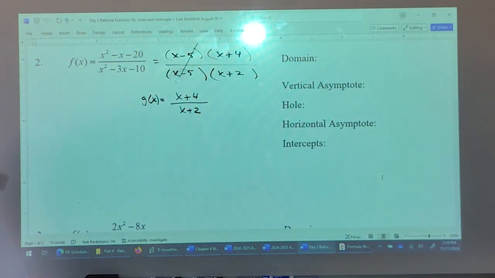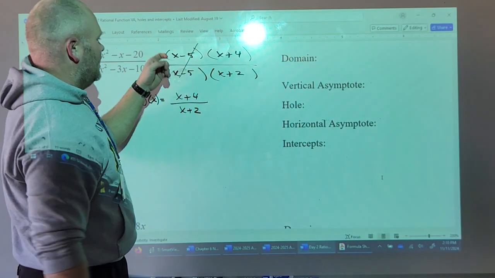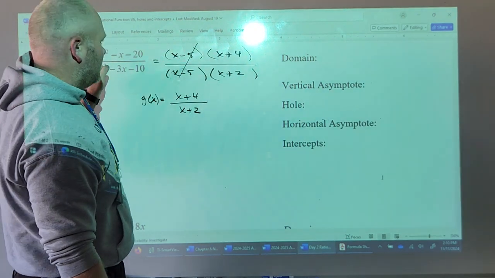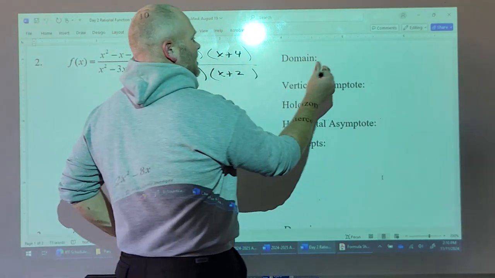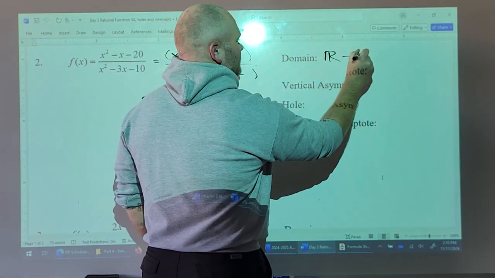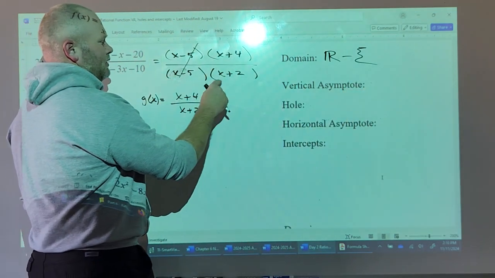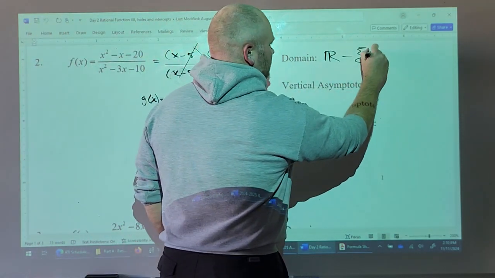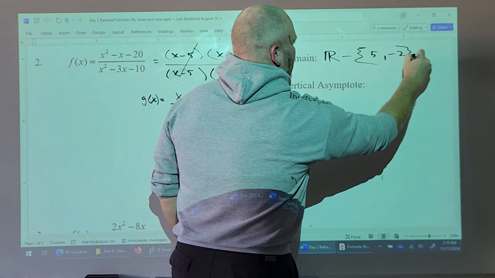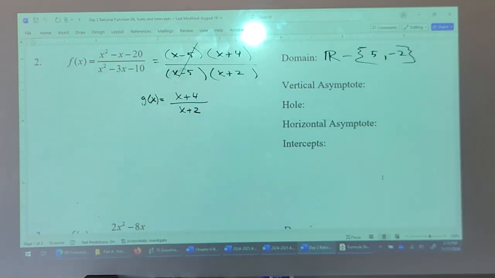Okay? So first thing, domain. Domain is based on the original function. So for the domain, it's going to be all real numbers, except here x couldn't be 5, here x couldn't be -2. So domain, all real numbers except 5 and -2.